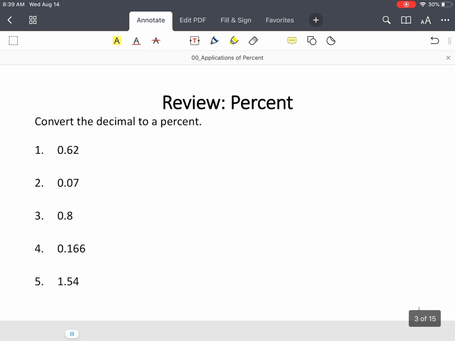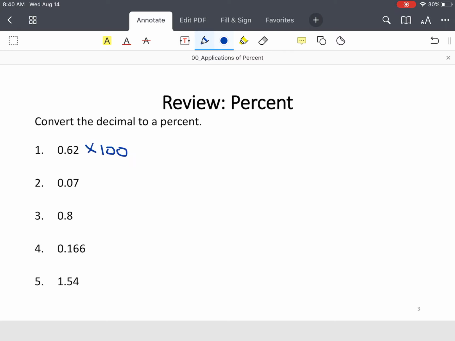All right, now we're going to go the opposite direction. We're converting decimals to a percent. So all we're going to do in this case is we're going to multiply by 100. Multiply everything by 100.